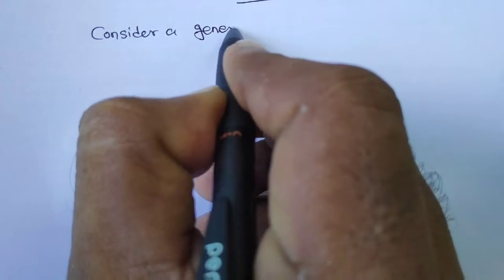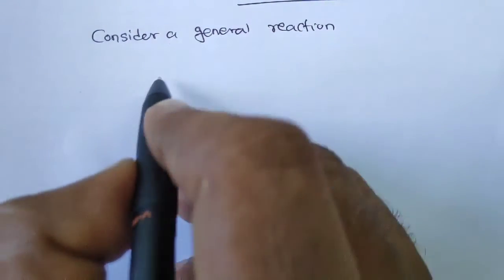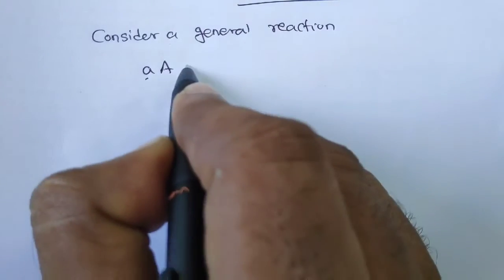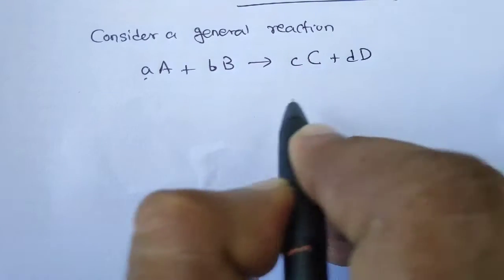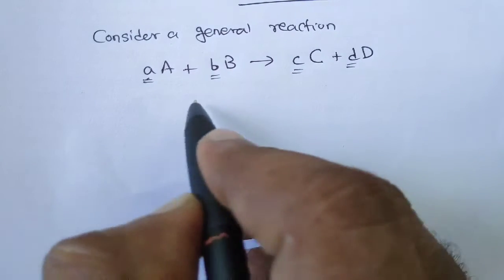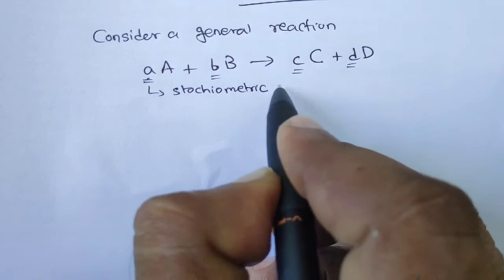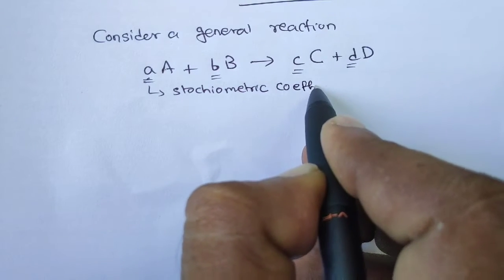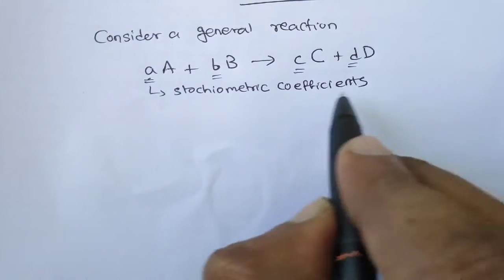Now suppose consider a general reaction. When you consider a general reaction, that is aA plus bB gives you cC plus dD, like this. So here you can see a, b, c and d. What are these? They are stoichiometric coefficients of reactant and products.